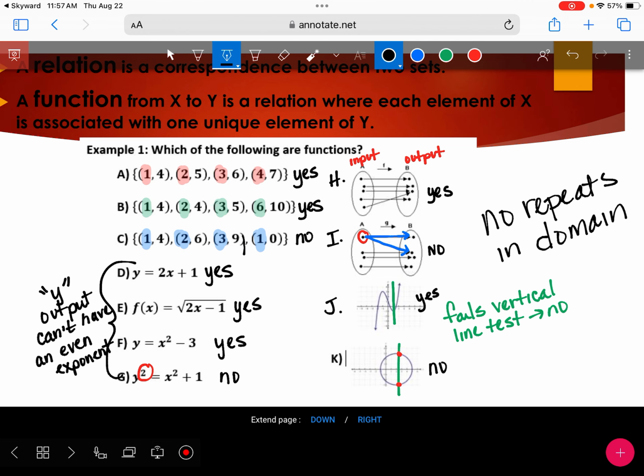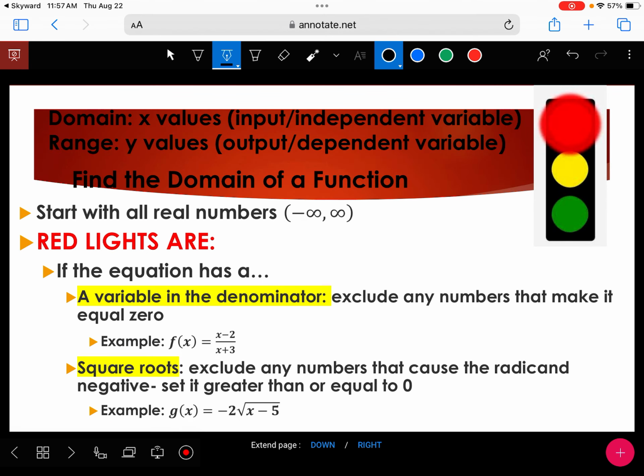All right, the second thing we're going to talk about is our domain test. So go ahead and glue this down. I didn't want you to copy it down, so go ahead and glue down that second handout. I like to think of these as red lights.